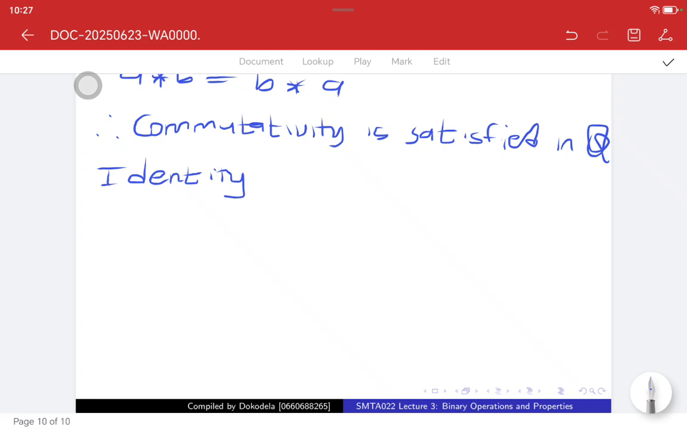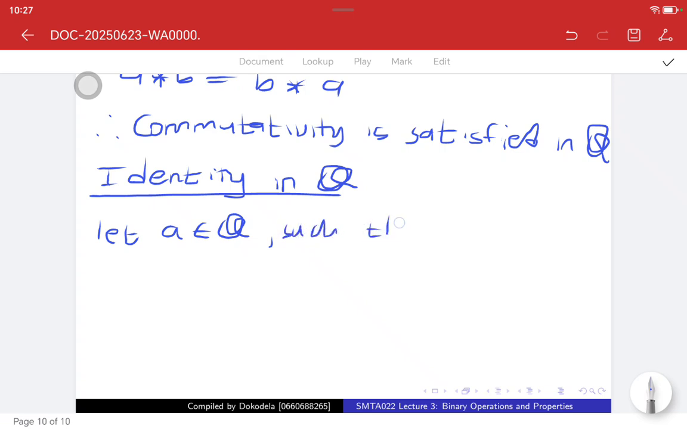Now when we come to check identity in Q, we must let one element be an element of Q. So we let A be an element of Q such that A star E will be equal to E star A, which is equal to A. When we apply an identity to A, we should always get A.